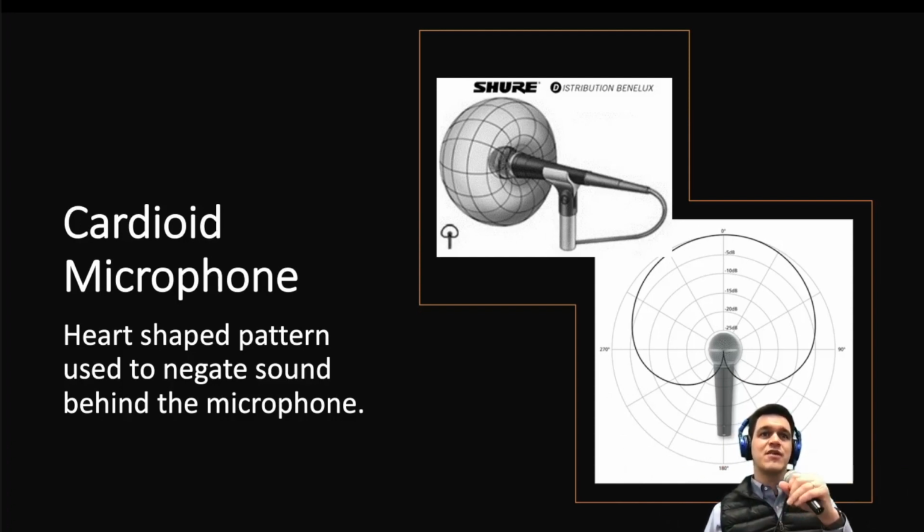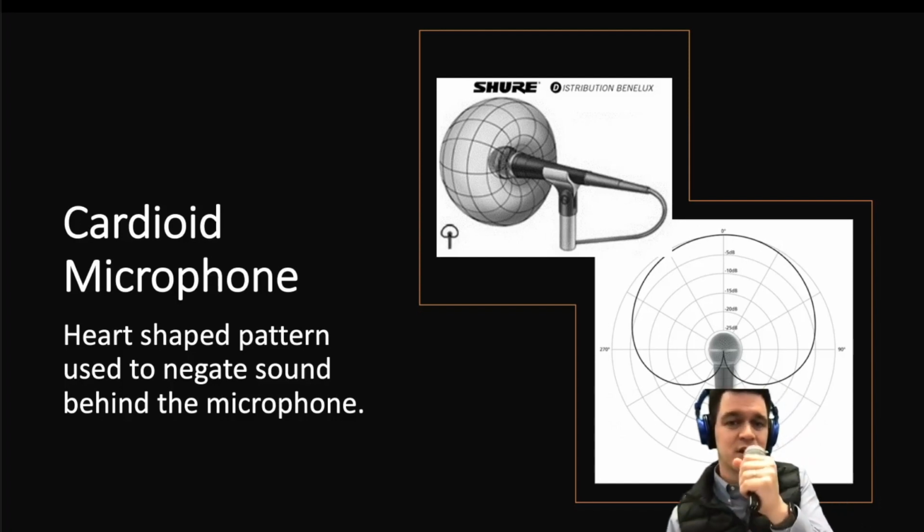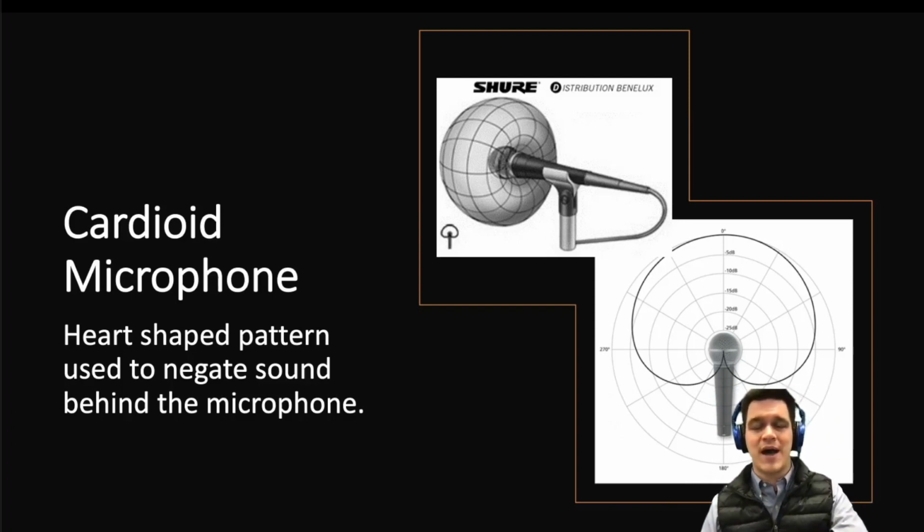But in general, if I'm on stage using this, it is negating the audience and only working to pick up my voice. So that's one really useful thing to know, that this negates from the back. It's a heart-shaped pattern and extremely useful, like I said, for live performance, especially with monitors, because if you put a monitor right in front of the singer, as the sound comes back, it's actually going to the negative side of the microphone, and you're not having as much feedback issue on the cardioid style microphone.